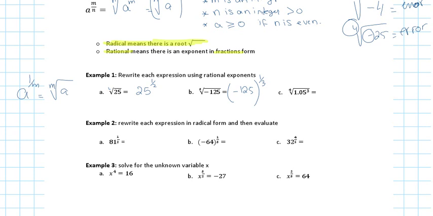How about this one? So 1.05. 3 over 4, that's right. So to the power of 3 over 4. Why 3 over 4? So the 4 is going to go in the denominator, right? Because that's your root. And then the 3, which is the power of 3, is going to go in your numerator.